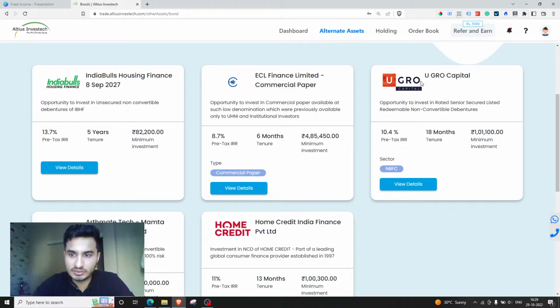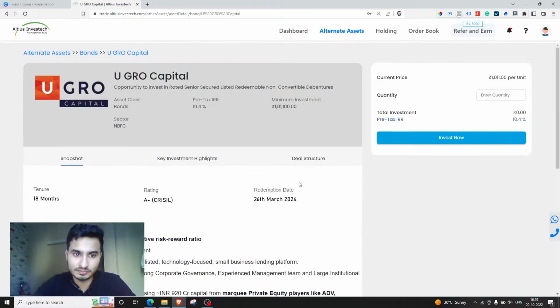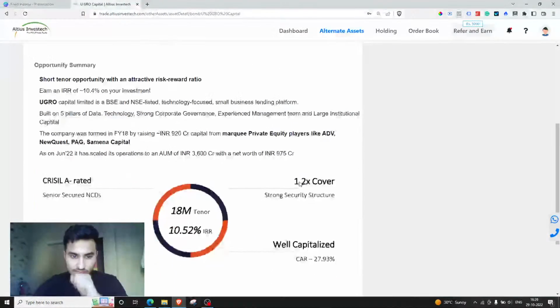The other one is Ugro Capital, which is a senior secured listed redeemable NCD. It fetches you a return of 10.4% and the tenure is 18 months. The minimum investment in this product is 1 lakh. So let's see how we can place an order for this security.